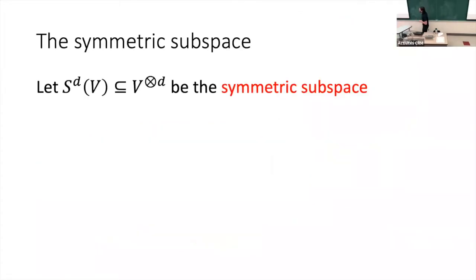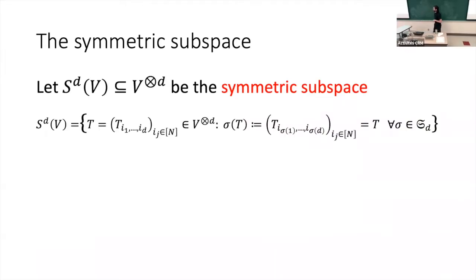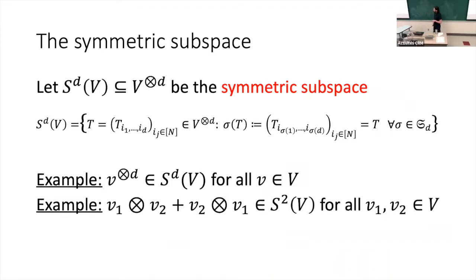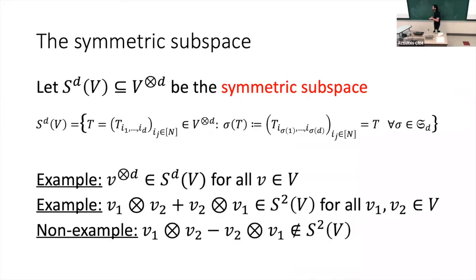Let's let S^D of V be the symmetric space, the set of tensors that are invariant under permuting the systems. For example, you take any vector v, v tensor D is a symmetric tensor, as well as v1 tensor v2 plus v2 tensor v1, because if you swap the two systems, you're just changing the order of the sum. But if you take v1 tensor v2 minus v2 tensor v1, this is not symmetric, because if you swap, you pick up a minus sign.